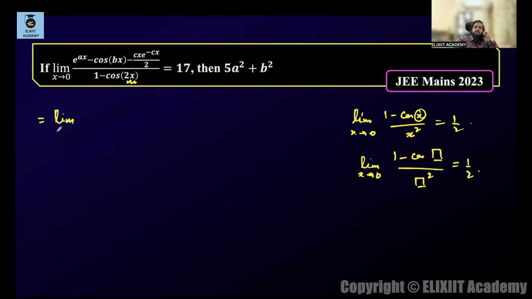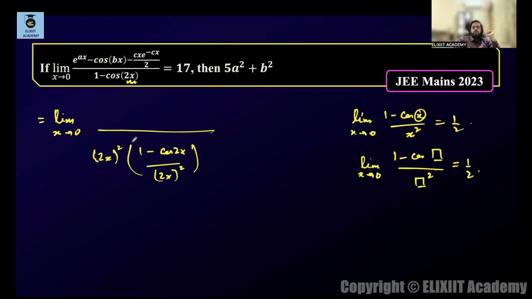Why? We have limit x tends to 0, divided by 1 minus cos 2x. So 1 minus cos 2x means we can divide by 2x whole square, and since we are dividing by 2x whole square, we have to multiply also by 2x whole square. Forcefully we have taken this 2x whole square, right? Fine. Upon putting the limit x tends to 0, this 2x also tends to 0, so this quantity will become half.